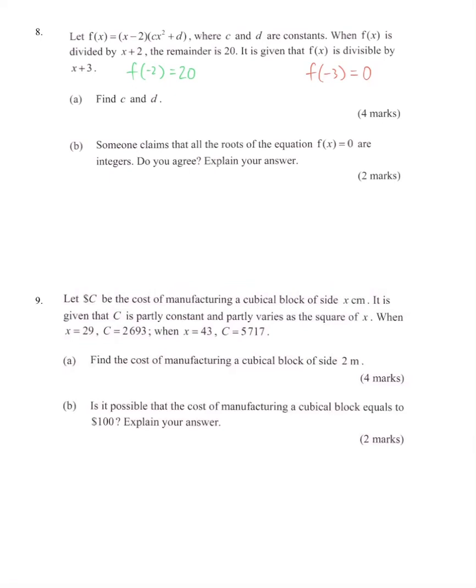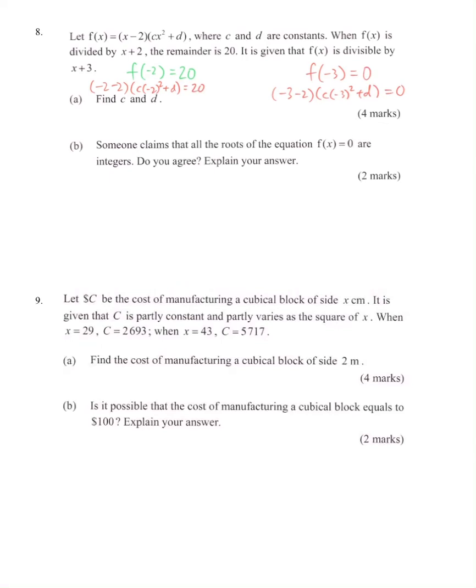Okay, and with this piece of information you will make 2 equations, for C and D, and then either it will solve by itself or you can just use your program number 1 on your calculator. Let's go ahead and do that. So for f(-2), we have negative 2 minus 2, c times negative 2 squared, plus d is 20, and on this side we have negative 3 minus 2, c times negative 3 squared, plus d equal to 0.